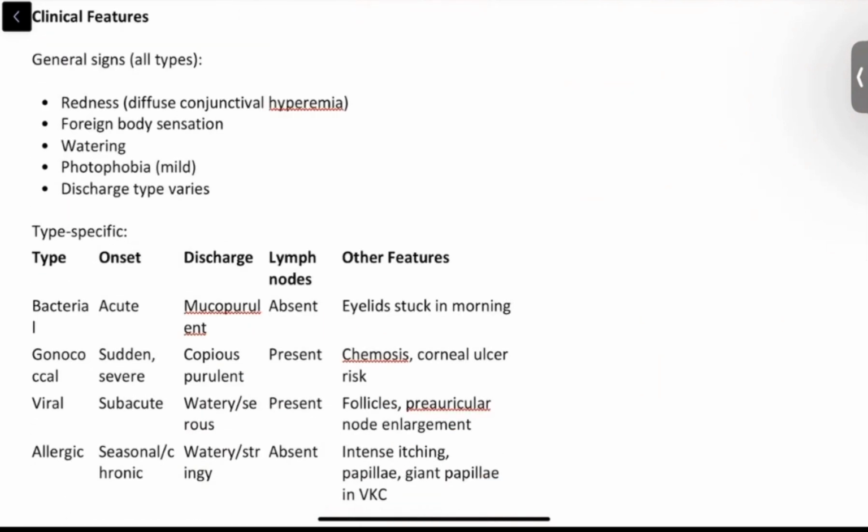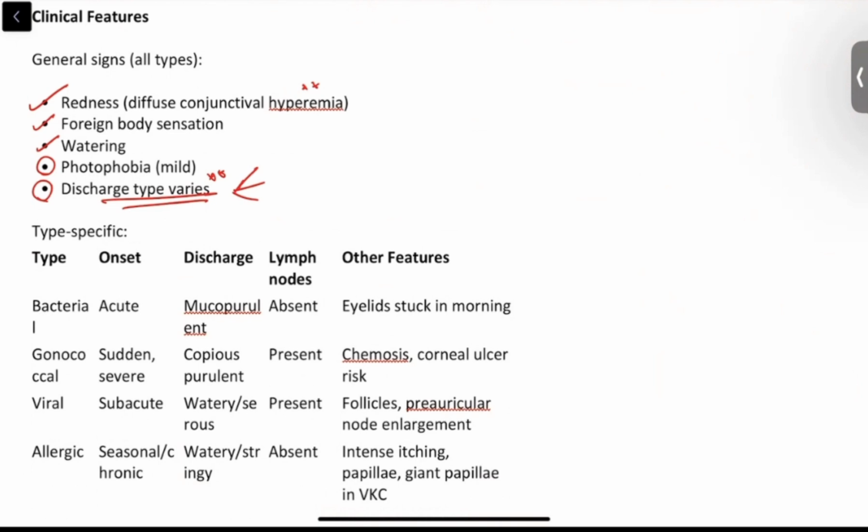Again, for all types of conjunctivitis, there are some general signs. Redness will be there in all types of conjunctivitis because of diffuse conjunctival hyperemia. That is, the vascular supply to the conjunctiva is increased, because of which there will be redness. Then there will be a sensation of a foreign body, like something is there in the eye. There will be itching, and because of that there will be watering also. Along with that, photophobia and discharge, which depends on the type of conjunctivitis. If it is bacterial, it will be mucopurulent. If it is viral, it will be serous.